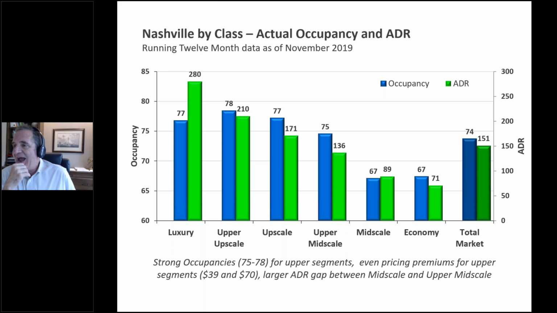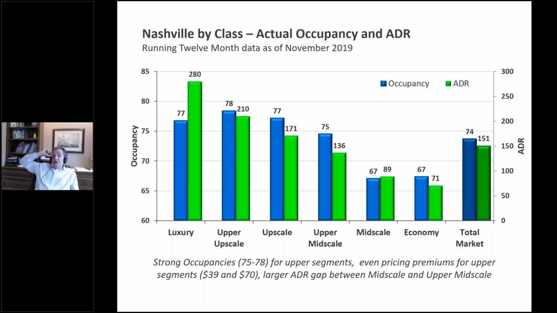Here's Nashville by class actuals, actual occupancy and actual ADR. We see the premiums when it comes to ADR. We see the premiums by the different class groups. Difference between luxury and upper upscale, $280 to $210, $70 difference, and then dropping down to upscale, dropping down to upper mid. A big jump between upper mid and mid scale. That's a slightly older product, and then a smaller jump down to economy. Now those are the green bars.